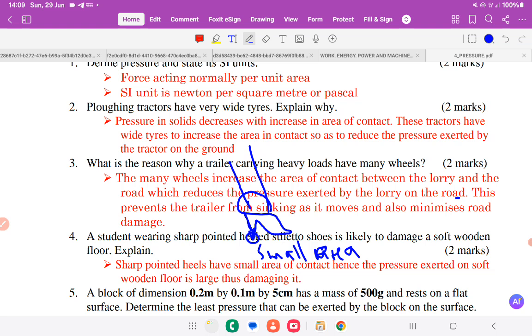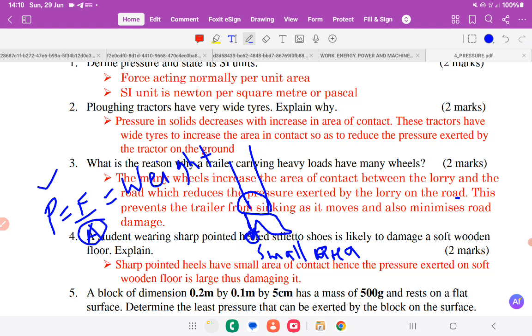Okay, so go back to the definition of pressure again. Pressure is equal to force divided by area. Okay, so this force is basically the weight of the girl or the student. It's equal to weight, which is constant. And then the area here will affect the size of pressure.